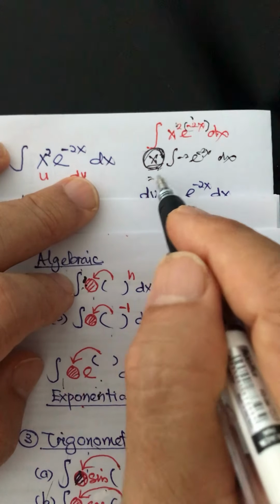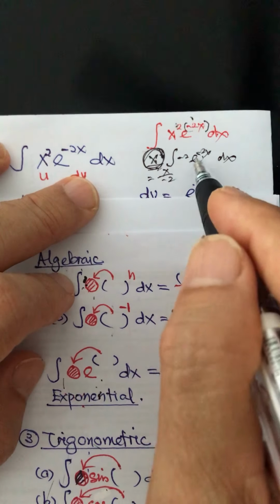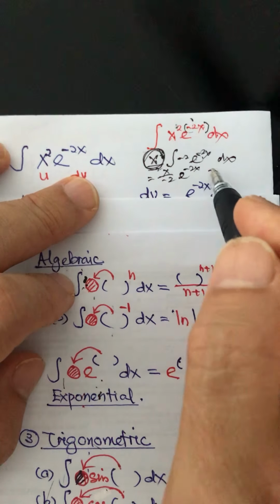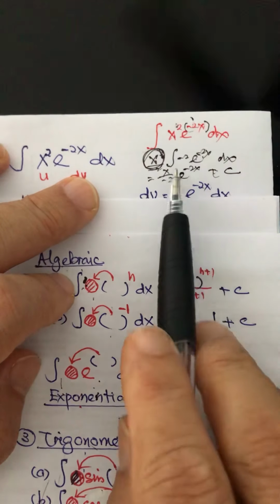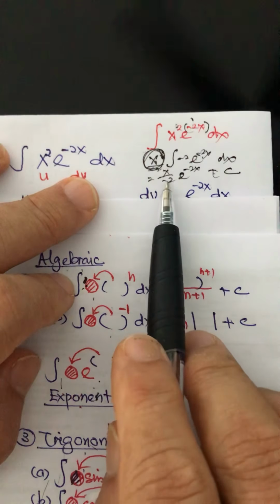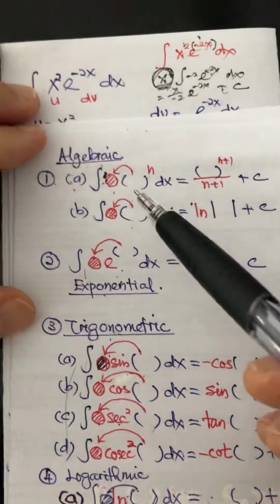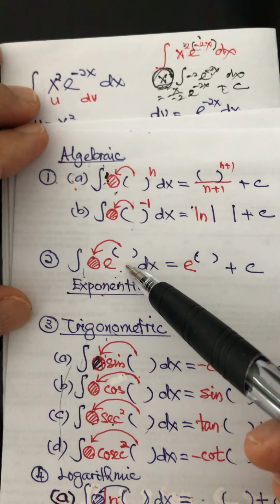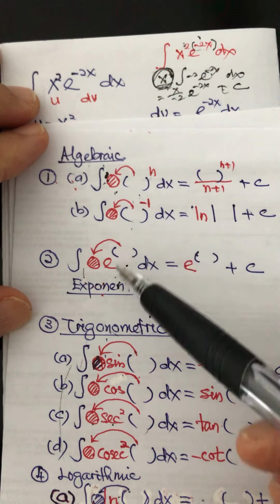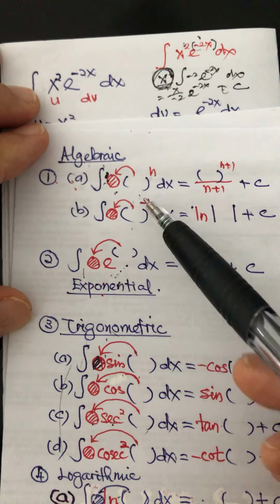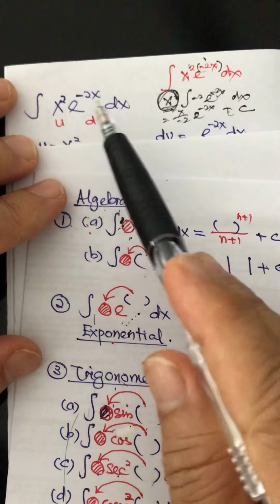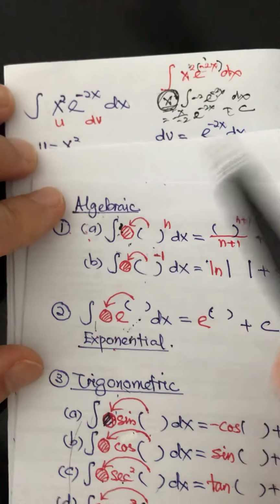That's why we cannot. Then here is negative 2 divided by negative 2. That means according to what we learned, it should be like this. Then it's e^(-2x) plus c. But this is wrong because the x already outside. That's why we cannot. So if you cannot, because we have algebraic and exponential, we have to use integration by parts. Algebraic, exponential, integration by parts.